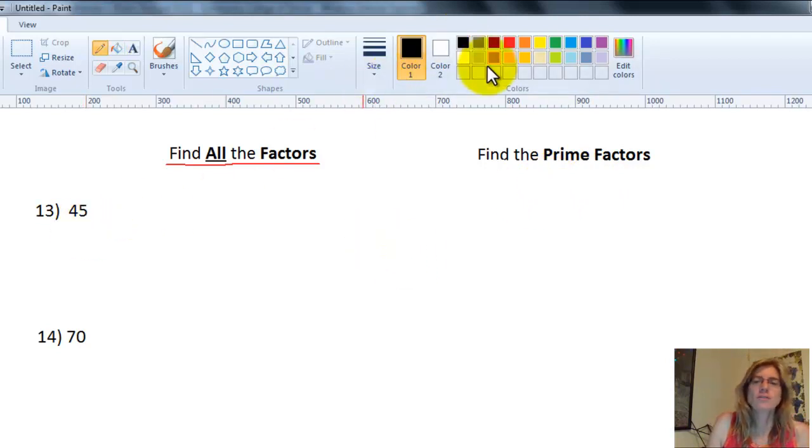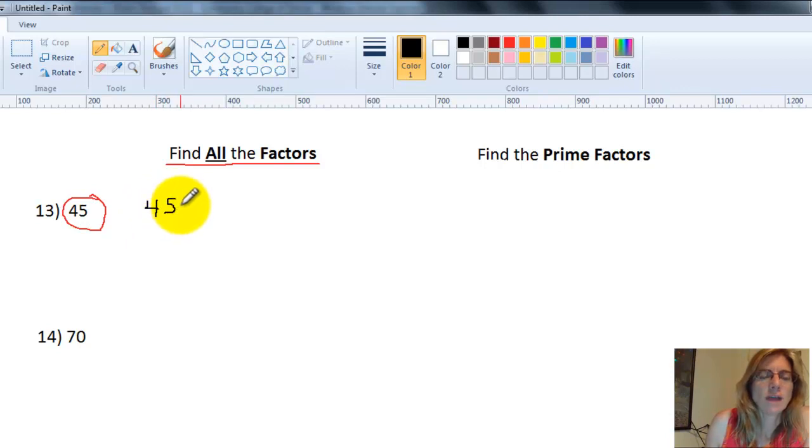So we're finding all the factors of the number 45, and what that means is any numbers that you multiply that then equal 45 are factors of 45. For example, 45 times 1, all numbers will start out with these 2 factors. Those are the first 2 factors, 45 times 1. So I like to go along in order. 1, now let's look at 2.